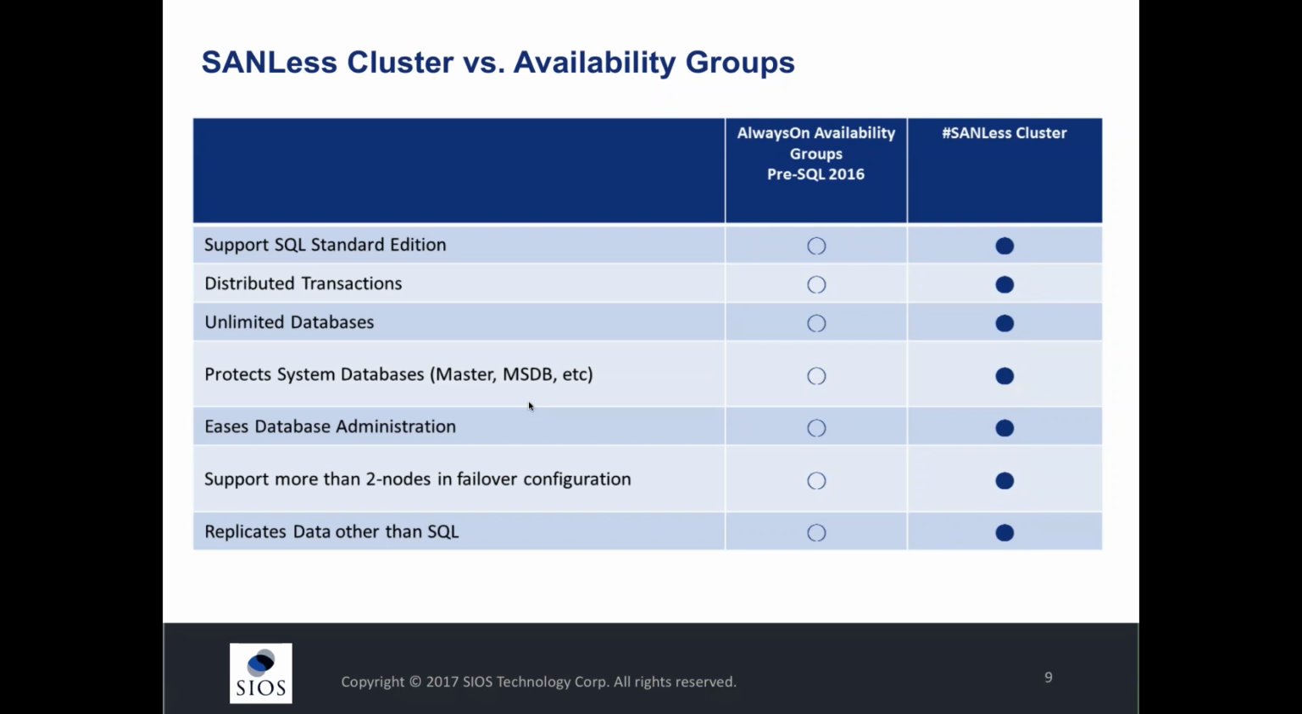Again, availability groups prior to 2016 was a feature only available in Enterprise Edition. So you had to make the jump, pay more for SQL Server just to get HA. Now, if you're in a situation where you're okay with SQL Standard Edition, maybe you don't need any of the non-HA features that were provided in Enterprise Edition, but you still want HA, this is a great solution because Microsoft supports a two-node failover cluster using SQL Standard Edition.